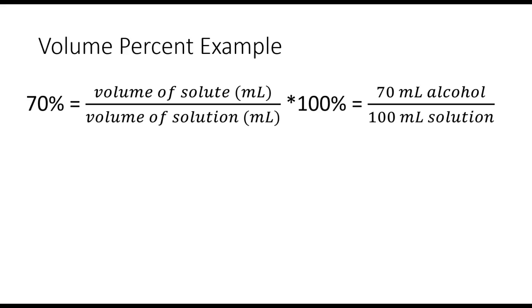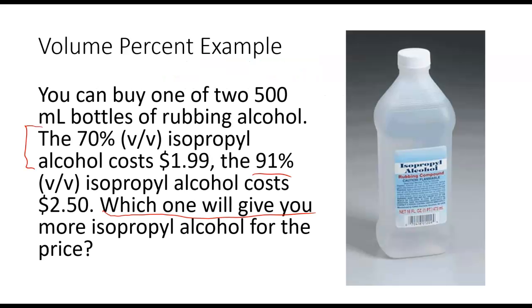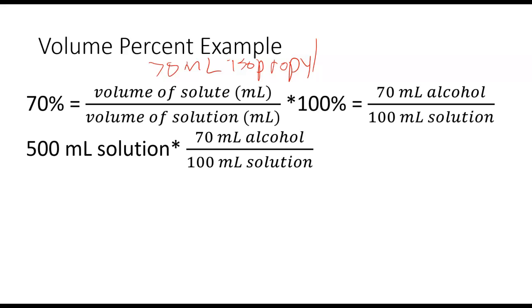So the 70%, we can break that down. We can say that's 70 milliliters of the alcohol, isopropyl alcohol, for every 100 milliliters of the solution. Using the percent, we know we had 500 milliliters of the solution from that problem. So we can take our 500 milliliters of solution, multiply by 70 out of 100, and we get about 350 milliliters of alcohol.